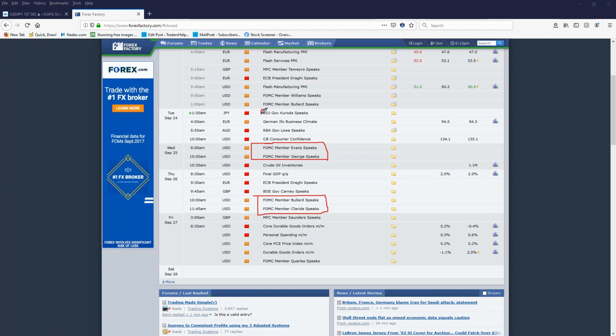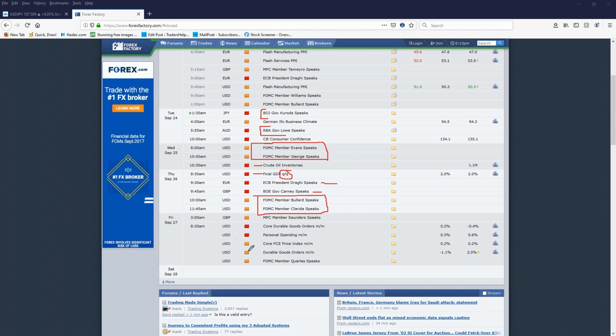Also, you have the Bank of Japan speaking tomorrow morning early at 1:30, and then tomorrow morning at 5:55, you have the RBA governor speaking. Then we have crude oil inventories on Wednesday. We also on Thursday have the final GDP. This is a quarter-over-quarter report. Okay. They're expecting it to be the same as it was the previous month. Then at 9:30, Draghi is speaking again. The Bank of England governor is speaking at 9:45.